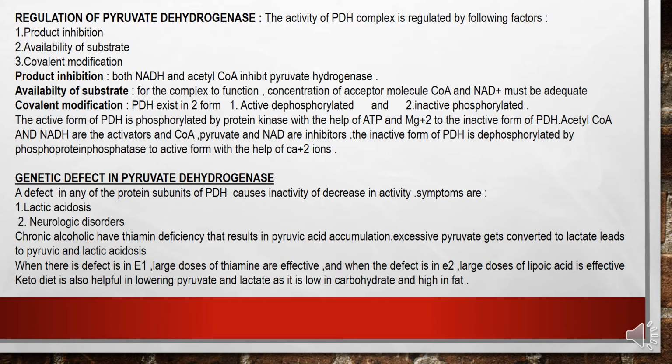Regulation of pyruvate dehydrogenase. The activity of the PDH complex is regulated by the following factors. First factor is product inhibition. Second factor is substrate availability. And third factor is covalent modification. Product inhibition: both NADH and acetyl coenzyme A inhibit pyruvate dehydrogenase.